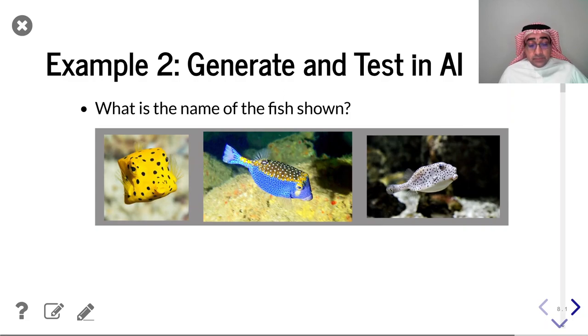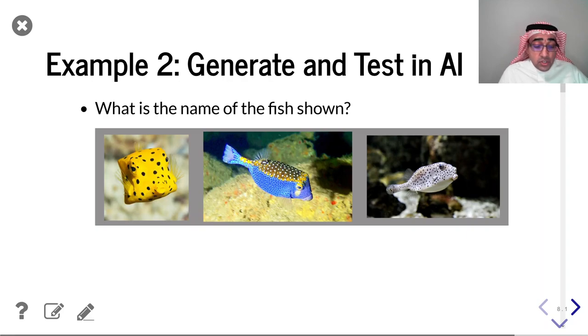Another example that I am going to be going over is the algorithm that we call generate and test in AI. This is basically one of the AI algorithms which most probably everybody has used in his life, but most of you do not understand that you actually used it. So let's start with an example.